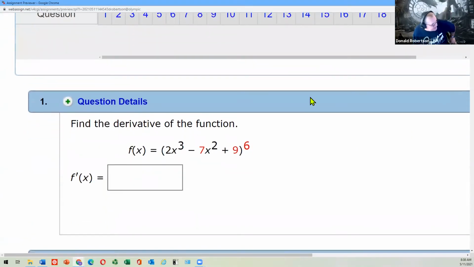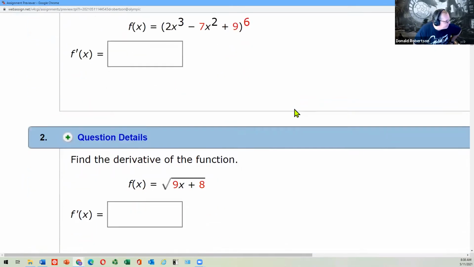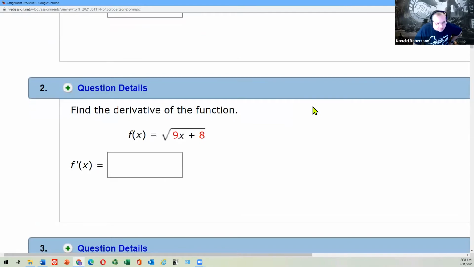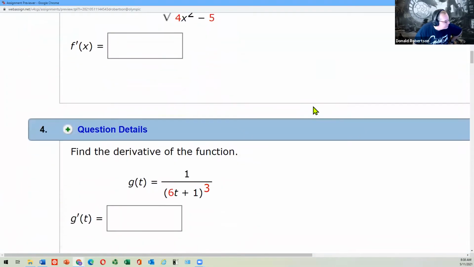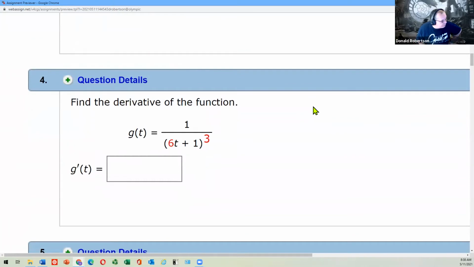Right. Isn't that just something to the power of 6? Right, general. Something to the power of half, general. Something to the power of negative a third, general. How would you look at number 4? Change it to something to the power of -3. And then it's a general. Agreed?